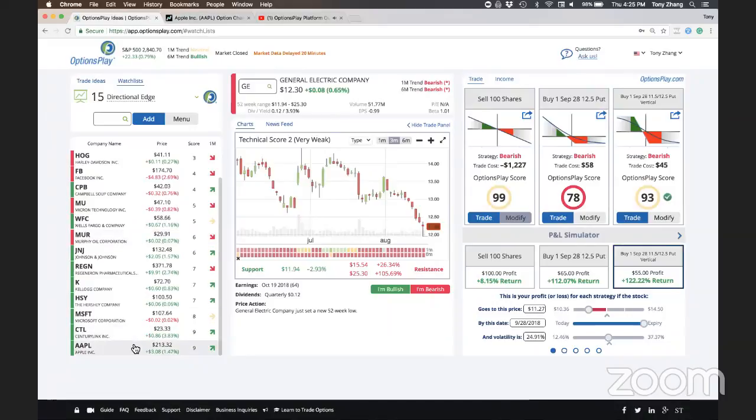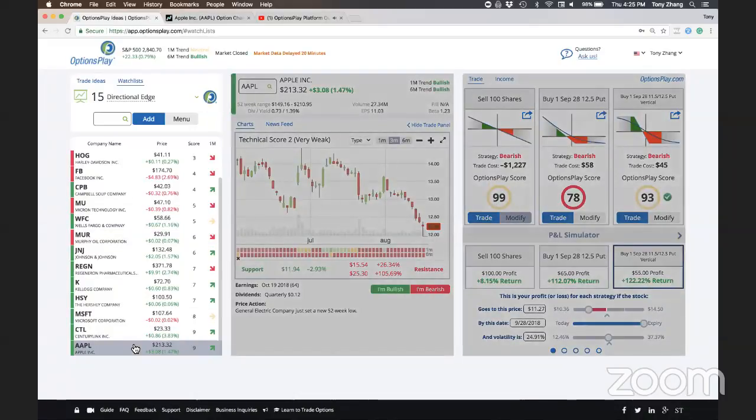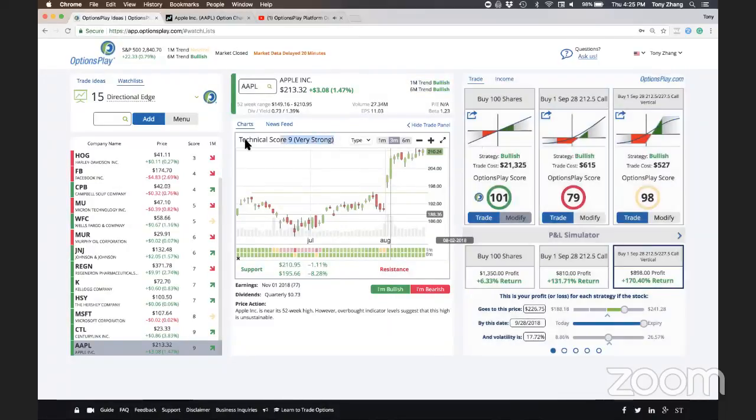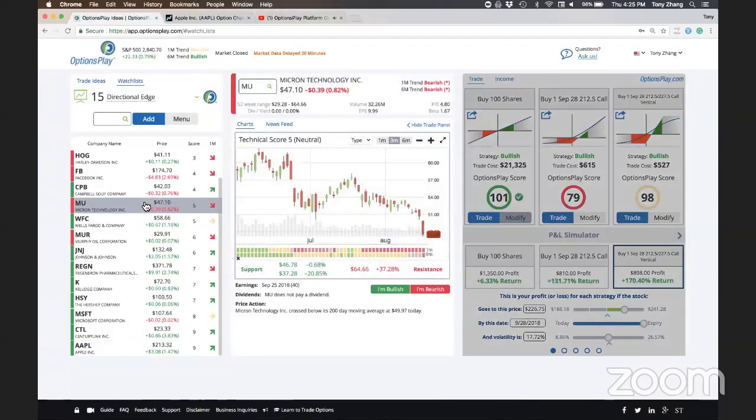Conversely, if let's say we pull up a stock like Apple, we get a very opposing picture. As you can see, the 1-month and 6-month trends are bullish. Its technical score is 9, telling me this is a very strong stock that's outperforming the overall market. So these are the types of candidates that I would be looking for if I'm looking for bullish opportunities. So between these two indicators alone, you can click on any single stock and get a pretty good reading as to what's currently going on with it.